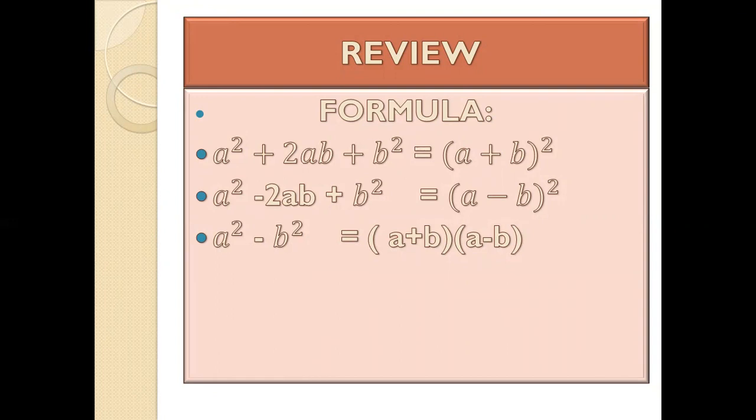But first we use a plus b whole square with the combination of a square minus b square, and also a minus b whole square with the combination of a square minus b square. It means that again we are repeating the same formulas in this whole chapter. Again and again the same values are coming.